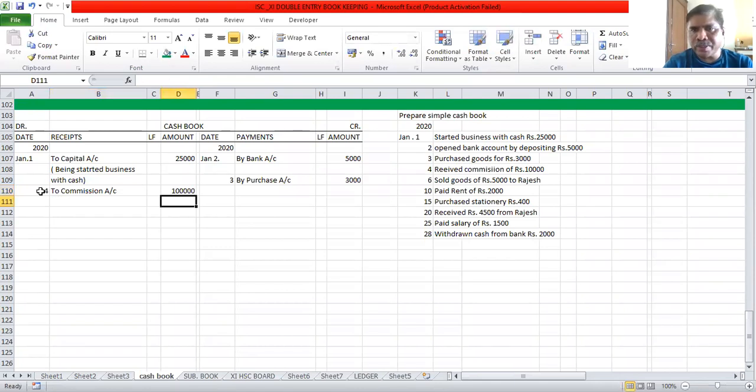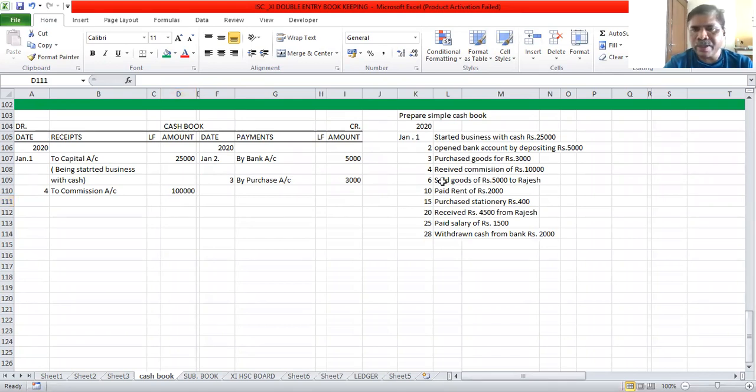Sold goods of rupees 5,000 to Rajesh. So where do we record? Sir, this is a credit transaction. Do you record it or not? No, sir. Excellent. You are not going to record it because it is a credit transaction. Very good.